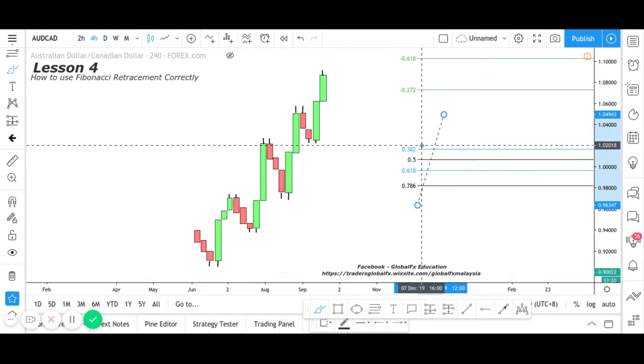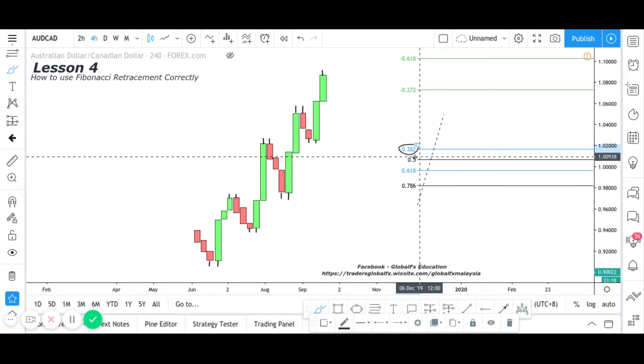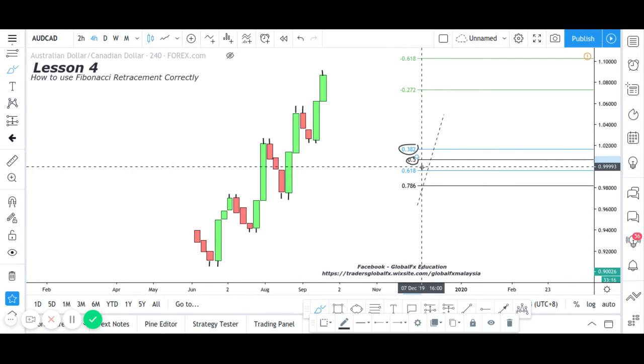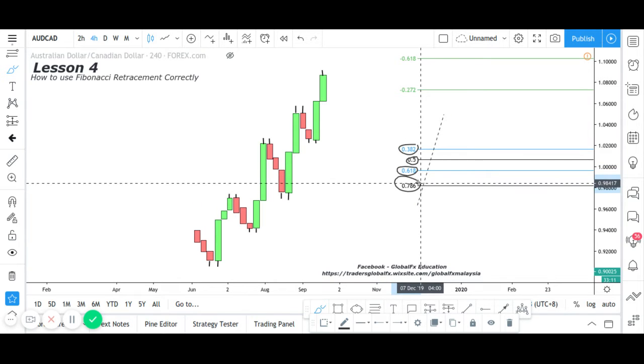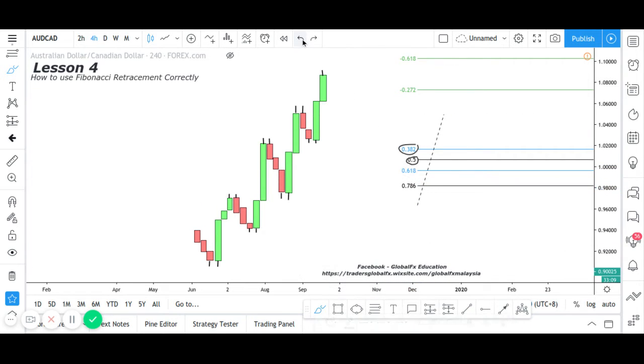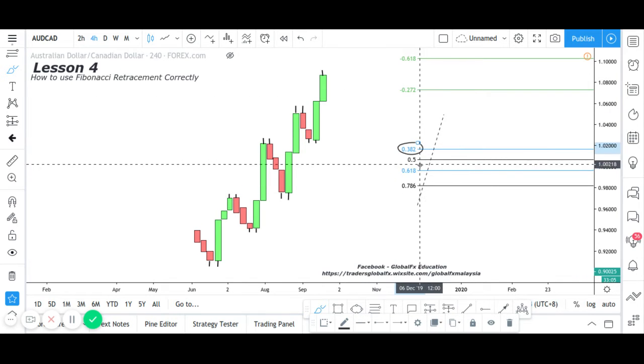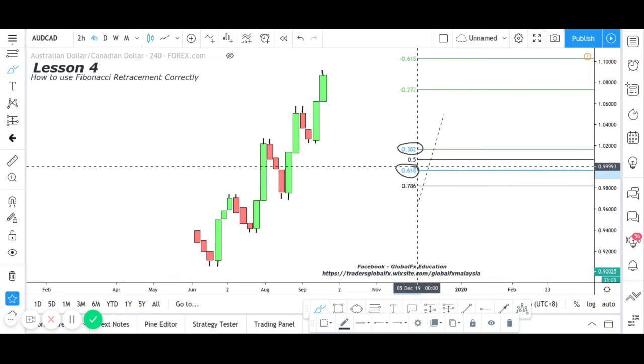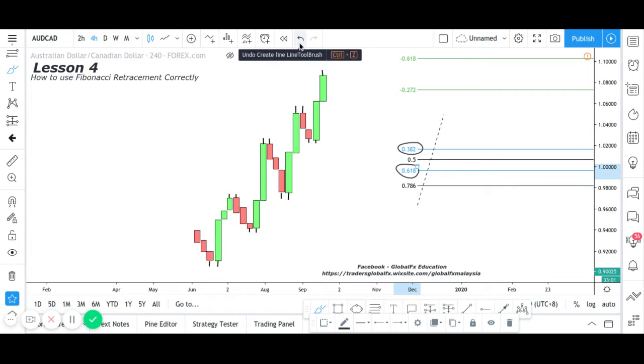Okay, we have the 38.2, we have the 0.5 or 50%. We also have the 61.8 and the 78.6. Now, I've marked these two in a different color. Why? Because these are very strong support and resistance zones in the market itself.